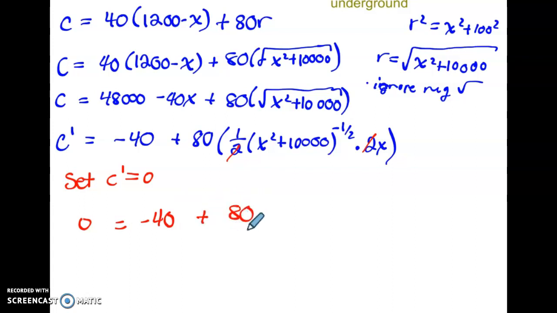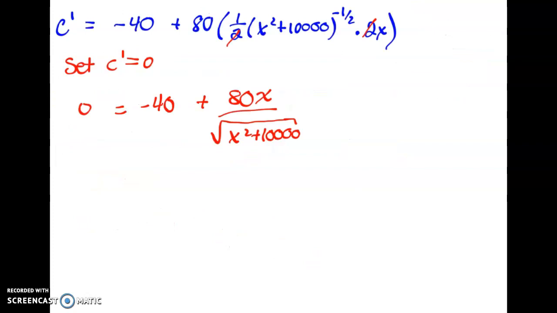And then we are also going to move this square root to the denominator since it has a negative exponent. And the x would stay up above. So there's our derivative. We've set it equal to 0. We now need to solve this. So we're going to solve it by moving that 40 over to the other side.